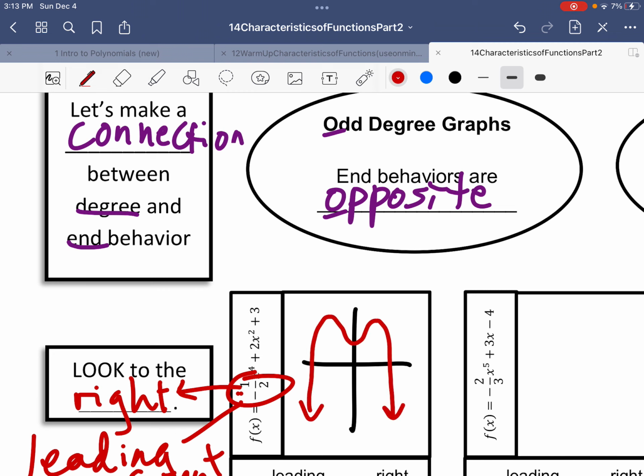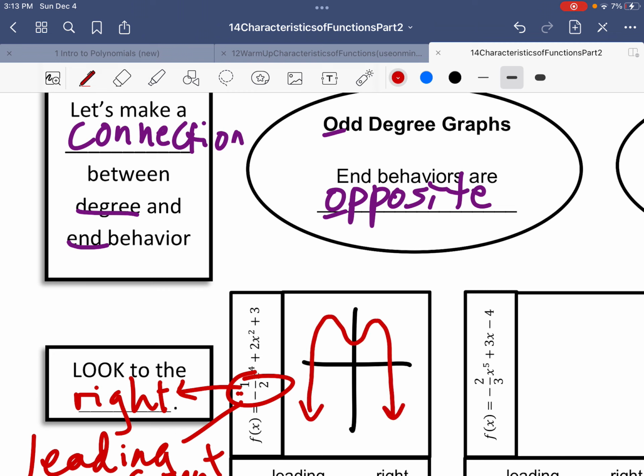That was interesting. Let's try this again. We'll draw a quick sketch of this. And again, we're going to look at the graph's behavior to the right. Once again, we see that to the right, the graph looks like it's going down, and our leading coefficient indeed is negative. Well, what happens if our leading coefficient is positive, like in this third example?